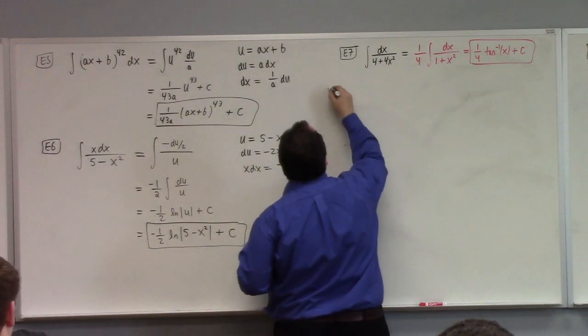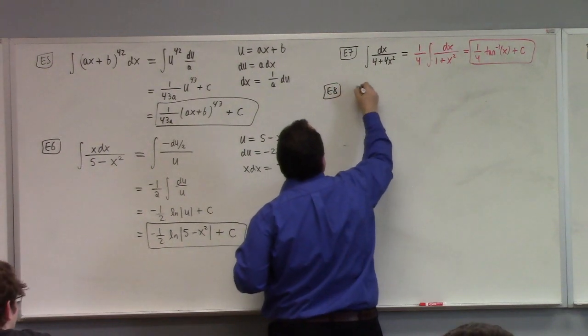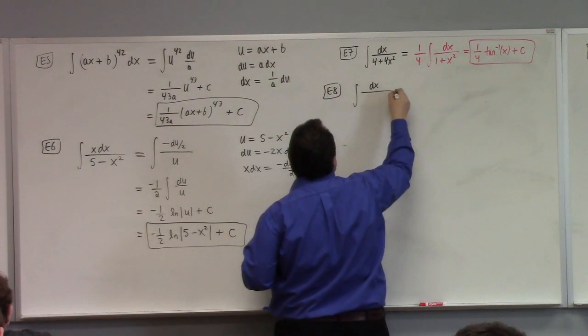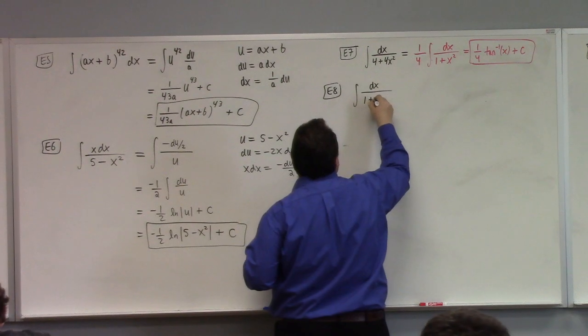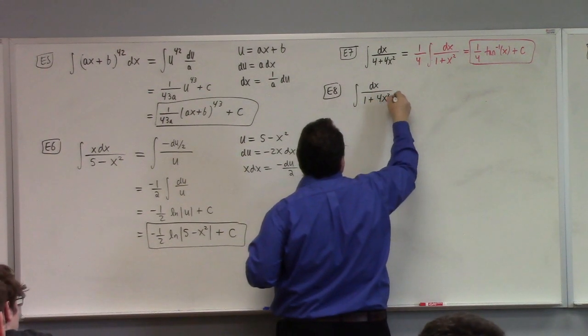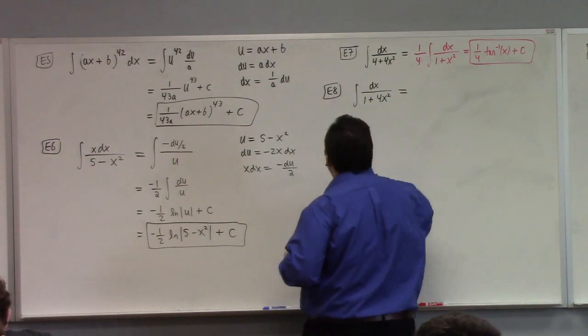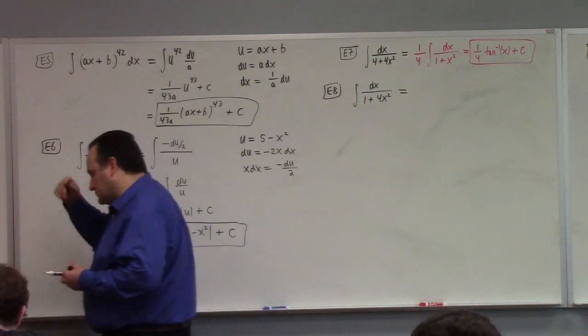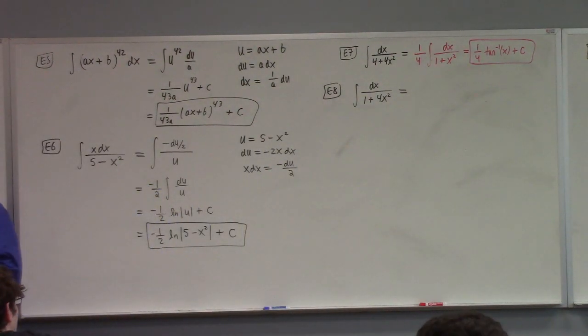Example 8. What if we're up against the integral of dx over 1 plus 4x squared instead, like that? Then what would we do? I can't factor the 4 out anymore now, right? Not without creating a 4th, which wouldn't be helpful.